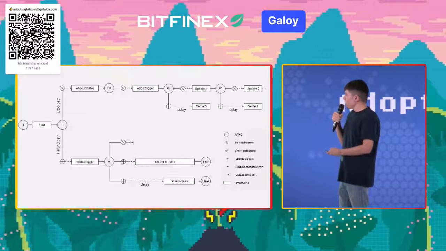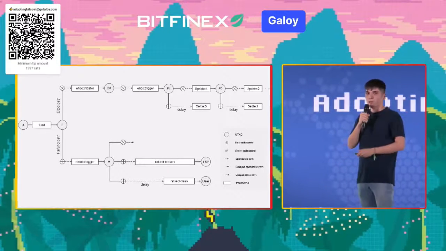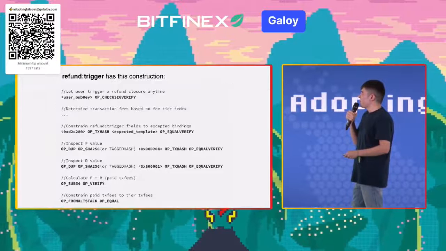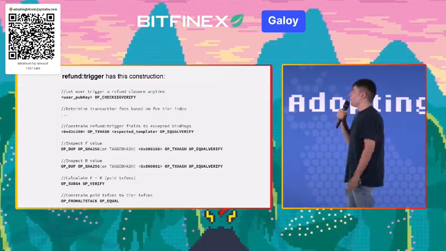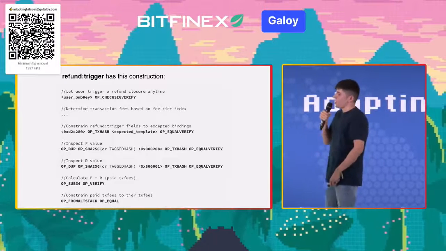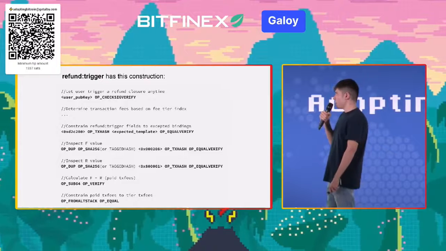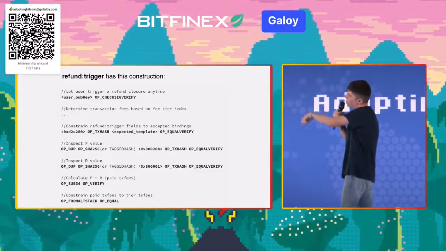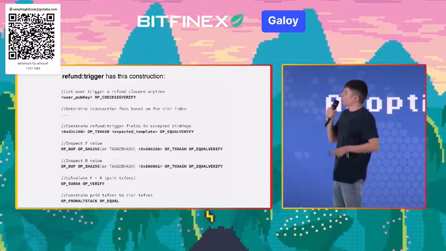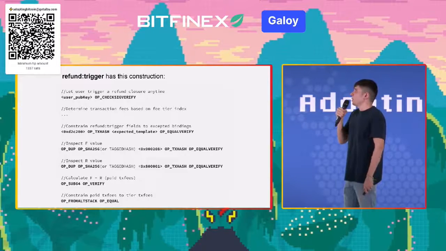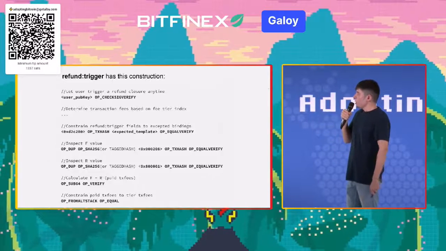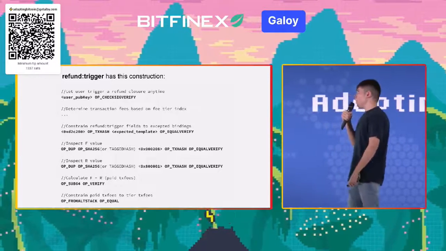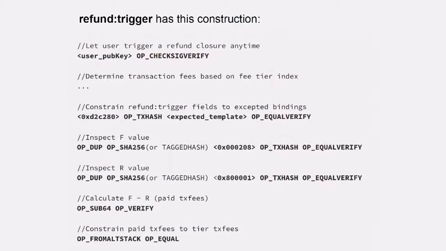So the way this works, obviously it requires a bunch of opcodes. It requires an introspection opcode in any form. In this case, I'm using OP_TXHASH from Rusty, which is a transaction introspection opcode. But going line by line, in the first line, the user can trigger the refund trigger transaction with his own public key anytime. And then the second line, we determine the transaction fees. I'll come to that in a second.